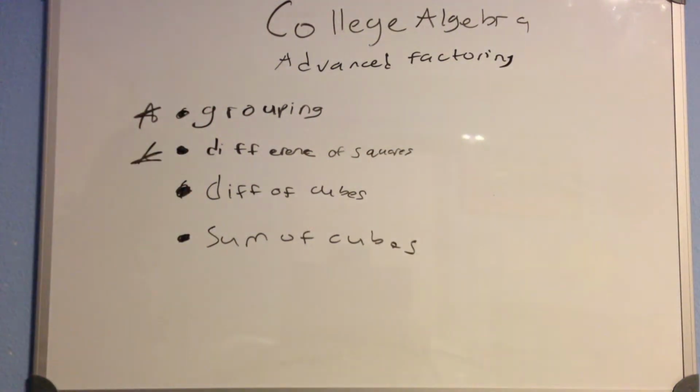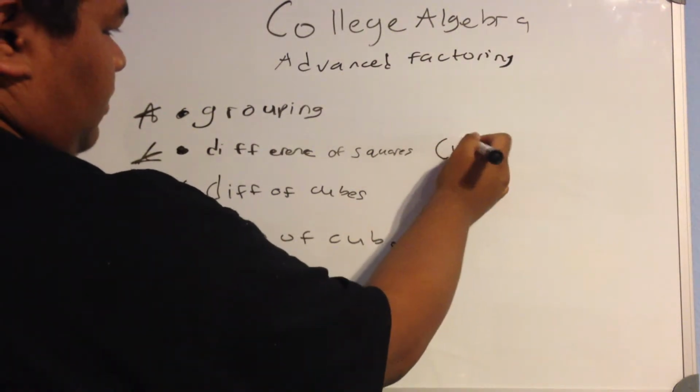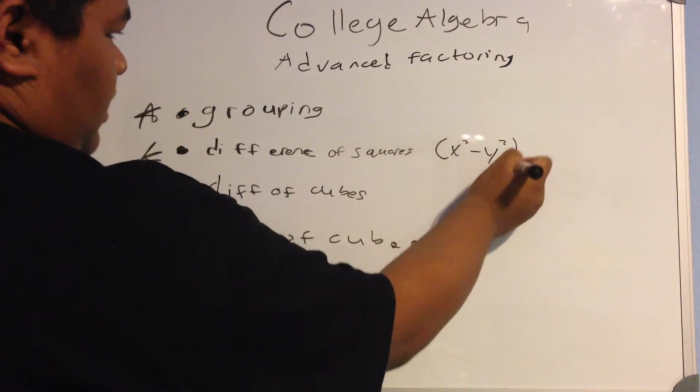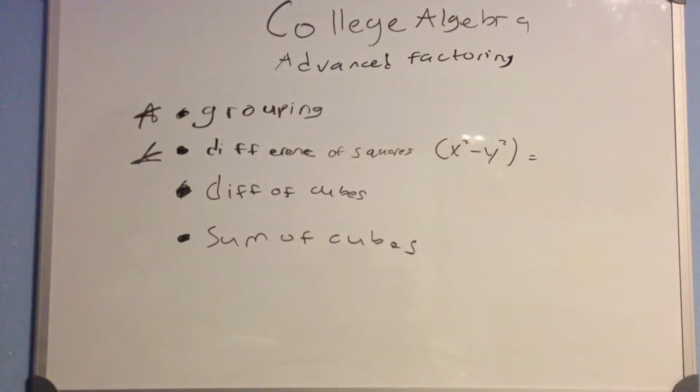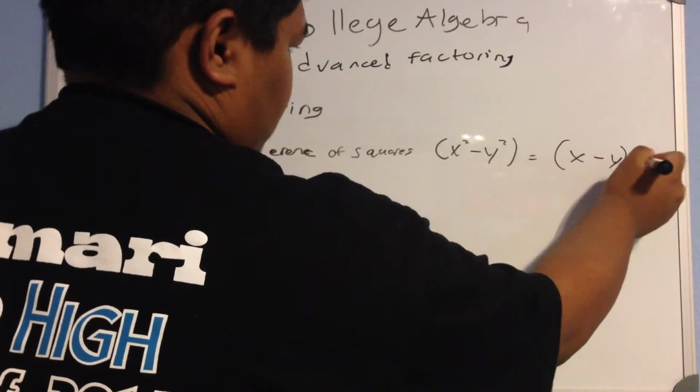So a difference of squares, the formula is when you have x squared minus y squared. And it will factor out to x minus y, times x plus y.